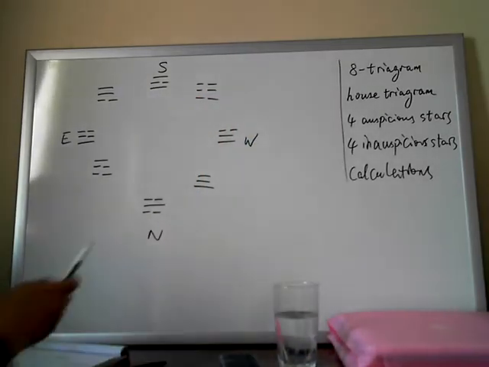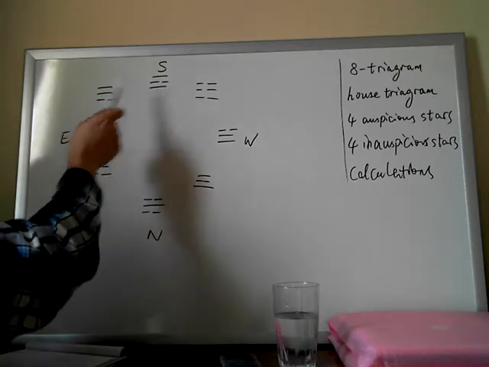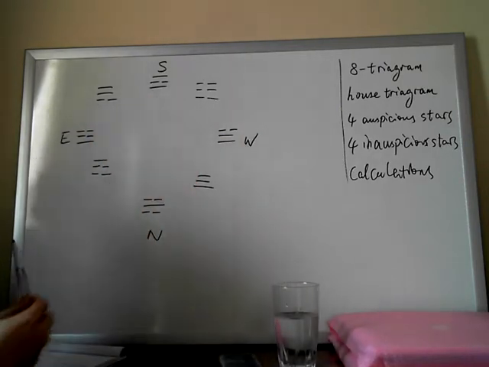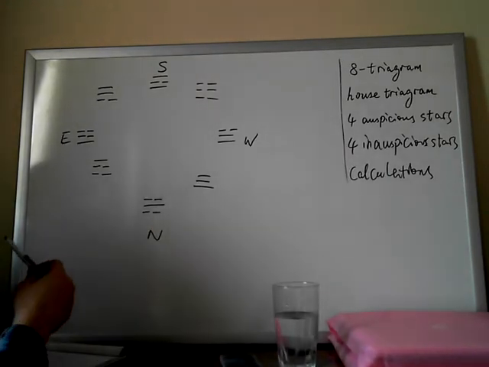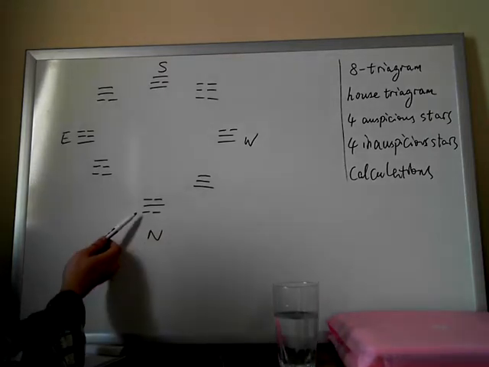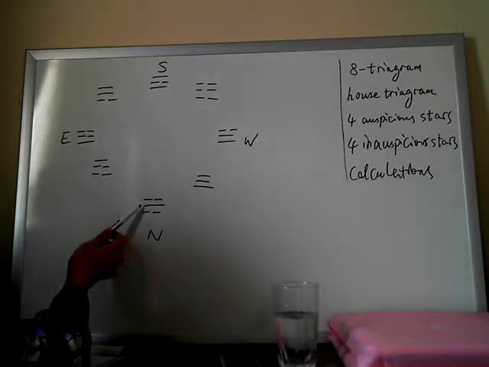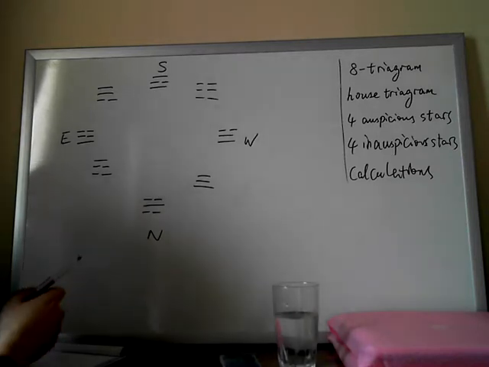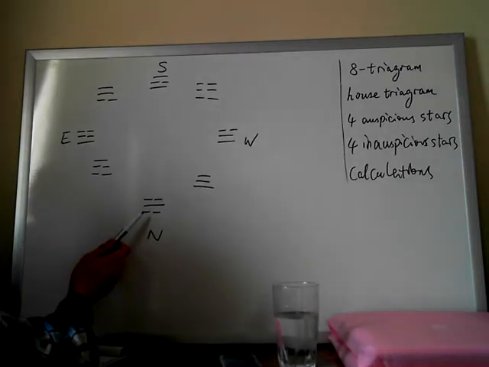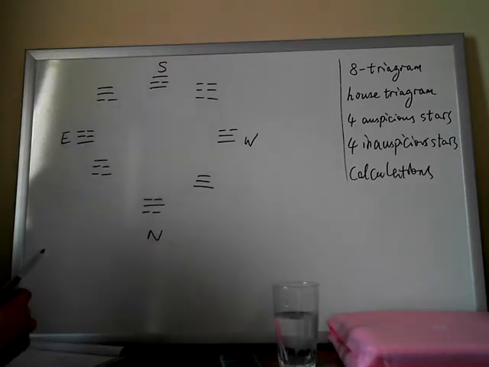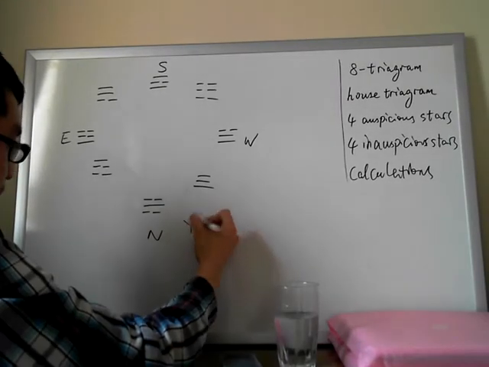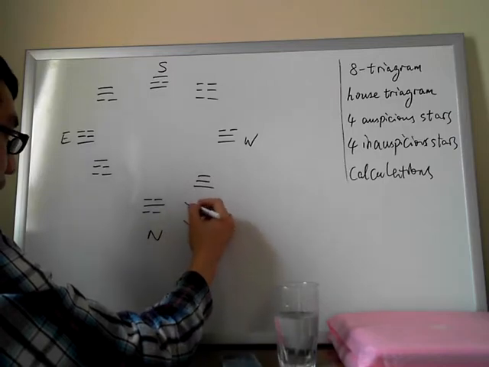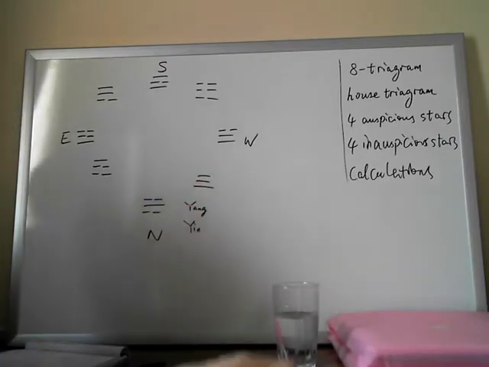Okay, so that's the 8 trigrams. 1, 2, 3, 4, 5, 6, 7, 8. So each trigram is composed of 3 lines from top to bottom. So this is the bottom line and the middle line and top line. So each line is either a divided line or a single line. So a divided line is what we call yin. If you remember what I taught in last class, the single line is yang. Okay, but don't worry about this.